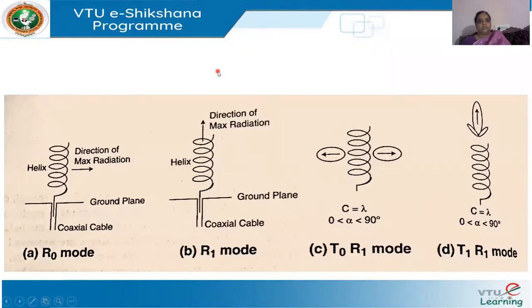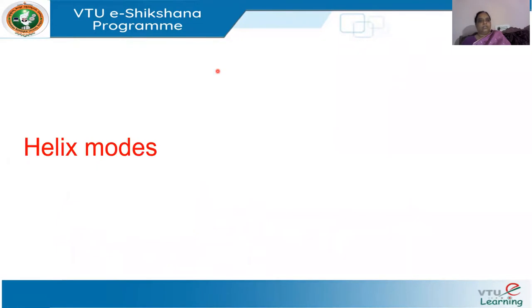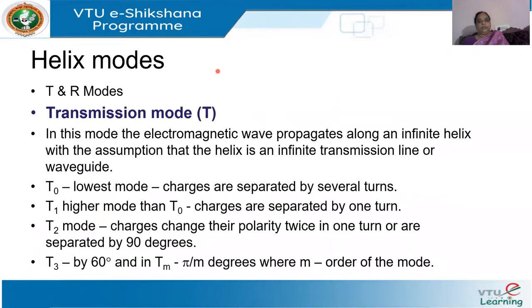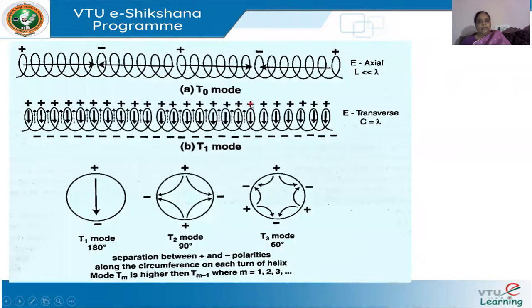As we have seen, what are the modes of the operation? The helix modes. There are two types of helix mode. One is a T mode, transmission mode, and the other is R mode. In T mode, we are assuming that the helix is infinite. And in this, we have T0 as the lowest mode, wherein the charge between several turns will change, traveling in the axial direction. And this is for small loops or a small dipole, where L is lesser than lambda.